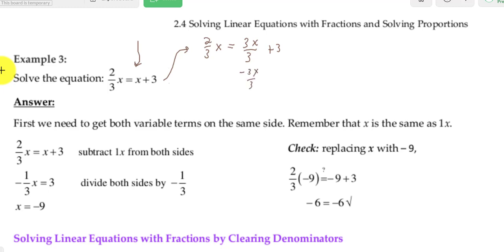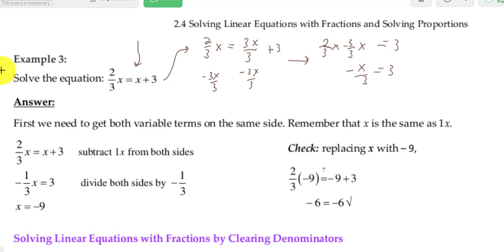So now if I subtract 3x over 3 from both sides, you see that I'm left with 2/3 x minus 3/3 x, and that's going to be equal to 3. So minus 3/3 x plus 2/3 x is going to leave me with negative x over 3, right? Or think of this as negative 1x over 3 equals 3.